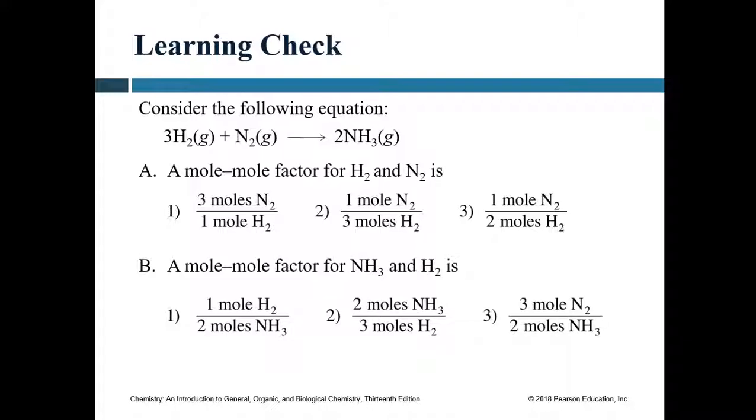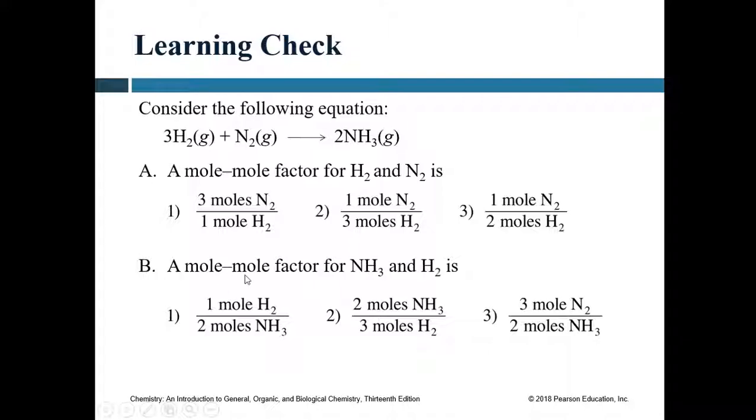So here's our first set of problems. Consider the following equation. Here's our equation of 3H2 plus N2 gives us 2NH3. So the mole-to-mole factor for hydrogen and nitrogen is, okay, so let's see. It's 3 moles of hydrogen to 1 mole of nitrogen. Oh, right here, number 2.